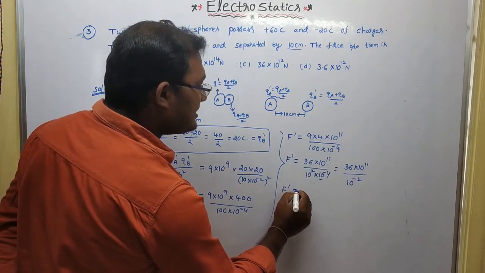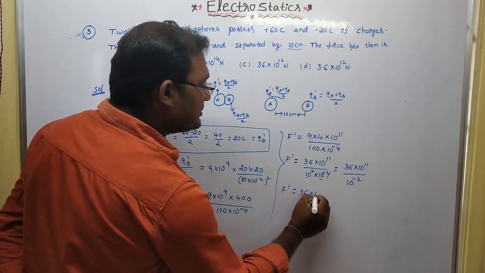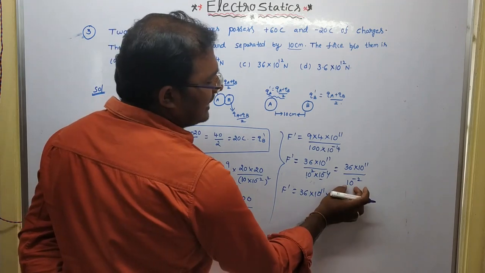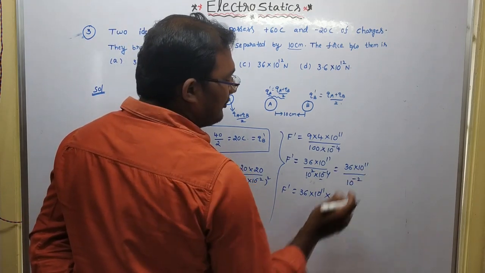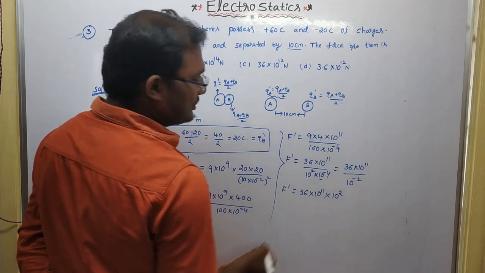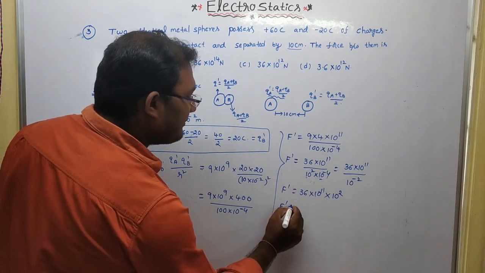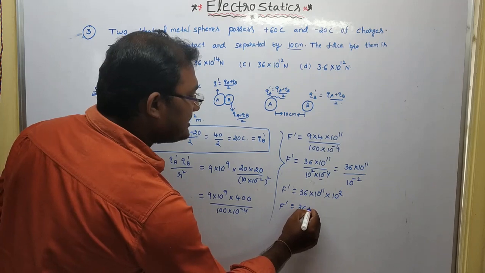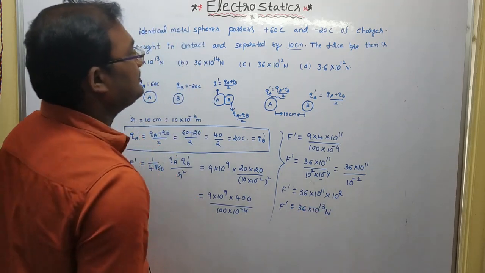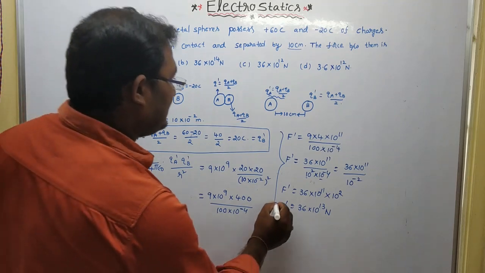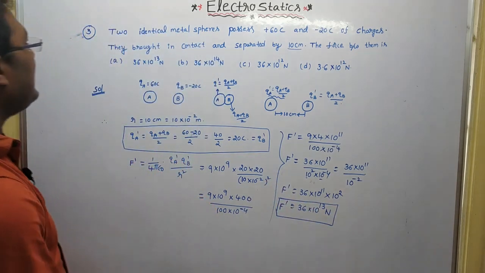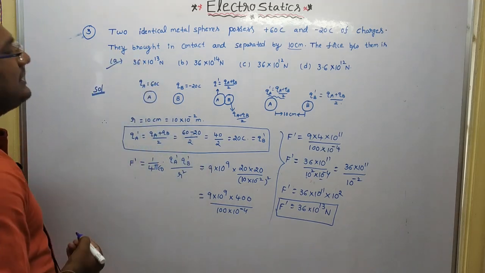Therefore, F dash equals 36 into 10 power 11. If you bring the 10 power minus 2 upwards, it becomes 10 power plus 2. Therefore, F dash equals 36 into 10 power 13 newtons. Therefore, the answer will be option A.